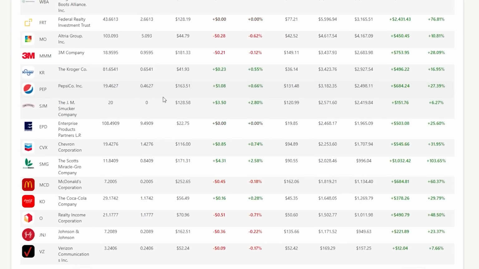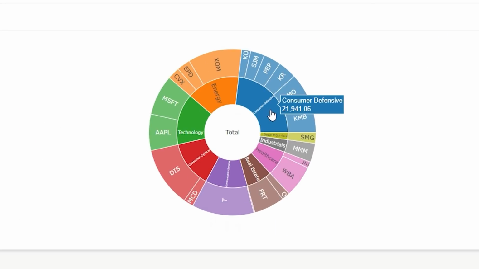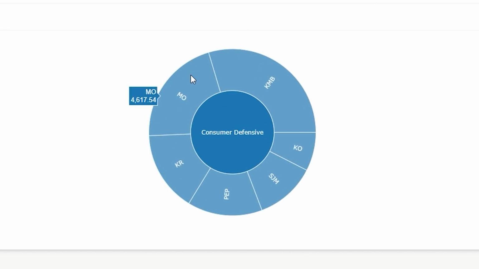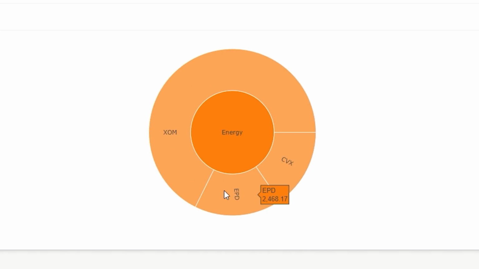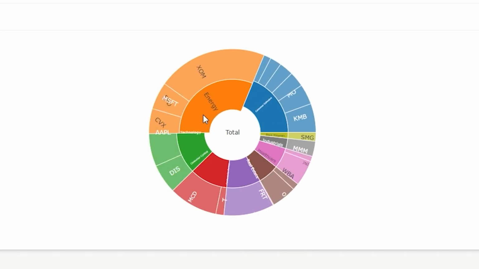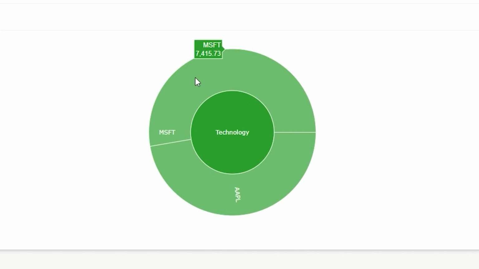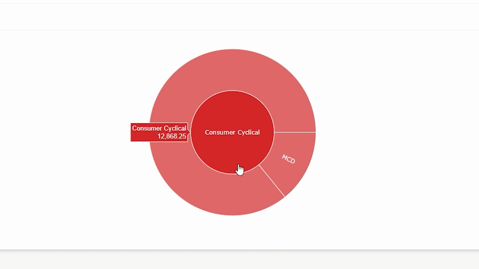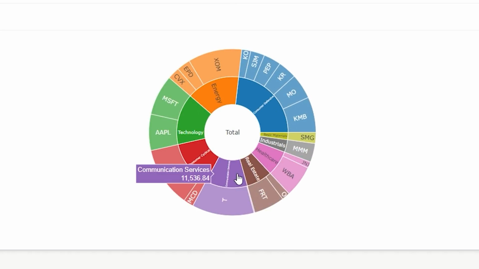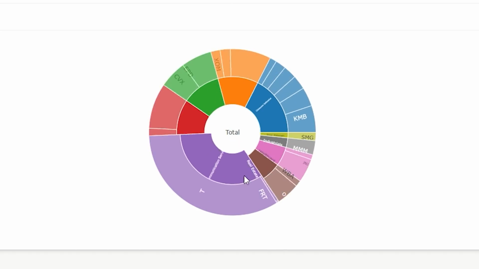We can see the diversification of my portfolio. Consumer defensive is my largest sector and includes Kimberly-Clark, Altria, Kroger, PepsiCo, Smuckers, and Coca-Cola. Energy is the second largest with ExxonMobil, EPD, and Chevron. This year I've been able to build up my technology sector with Microsoft and Apple. Consumer cyclical has Disney and a little McDonald's. Then communication services is almost entirely AT&T.